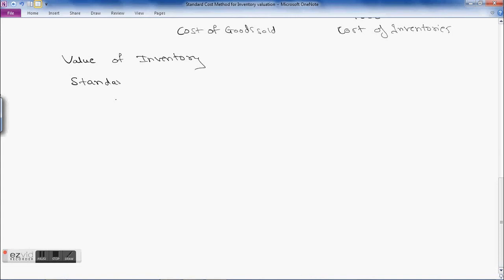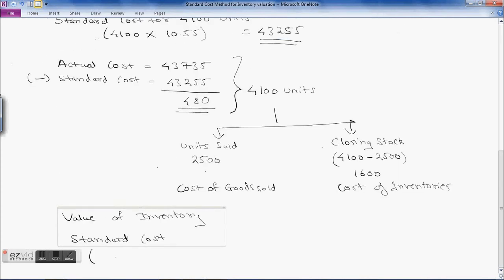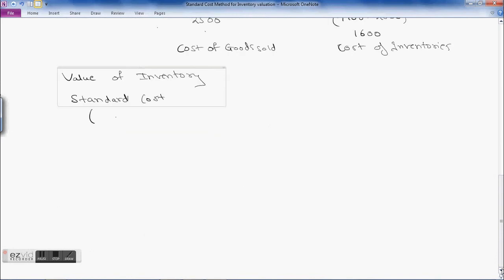So the standard cost is how much? The standard cost is 10.55 per unit into 1600 units. So 1600 into 10.55 comes to 16,880.